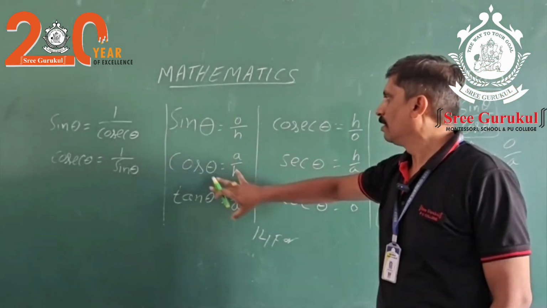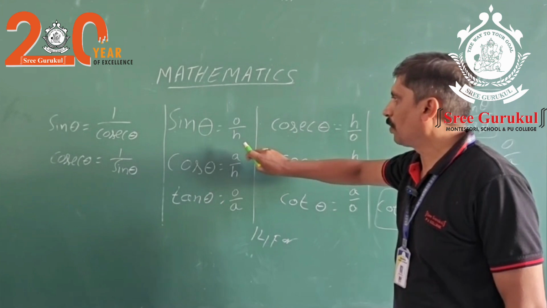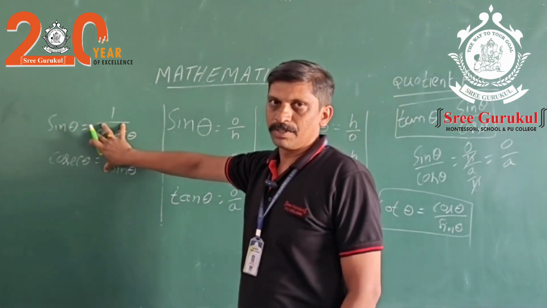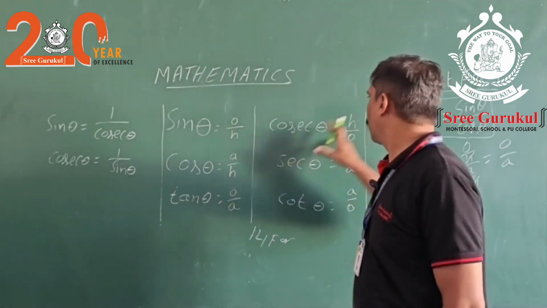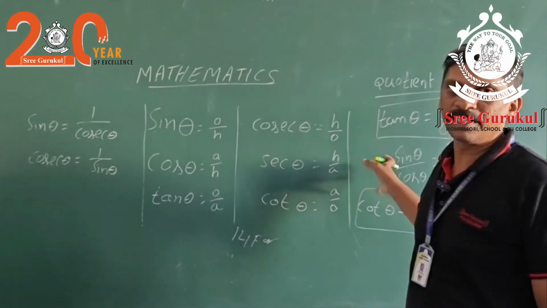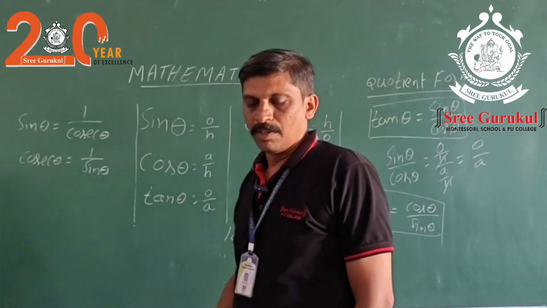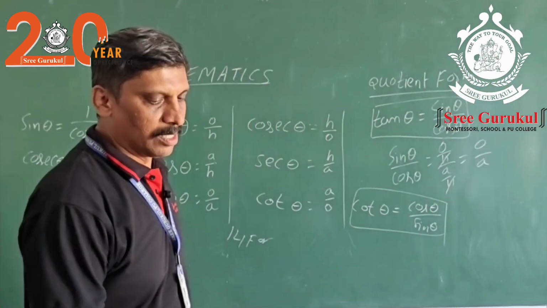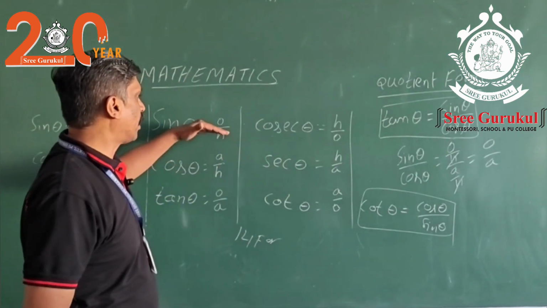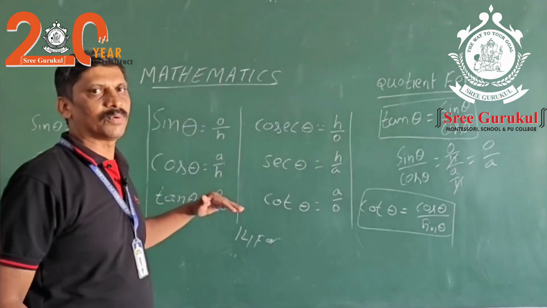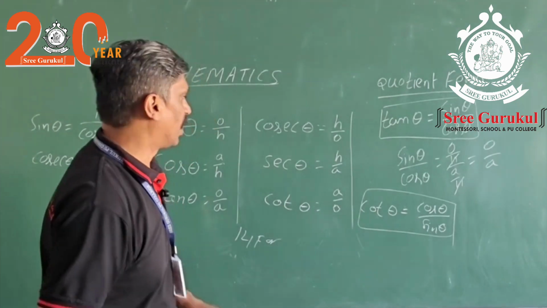Just by observing these trigonometric ratios, you remember the ratios just by using these ratios only. Remember what? The quotient form. Okay, don't write these formulas. Just understand how to write down those formulas; by practice only, you remember the formulas.